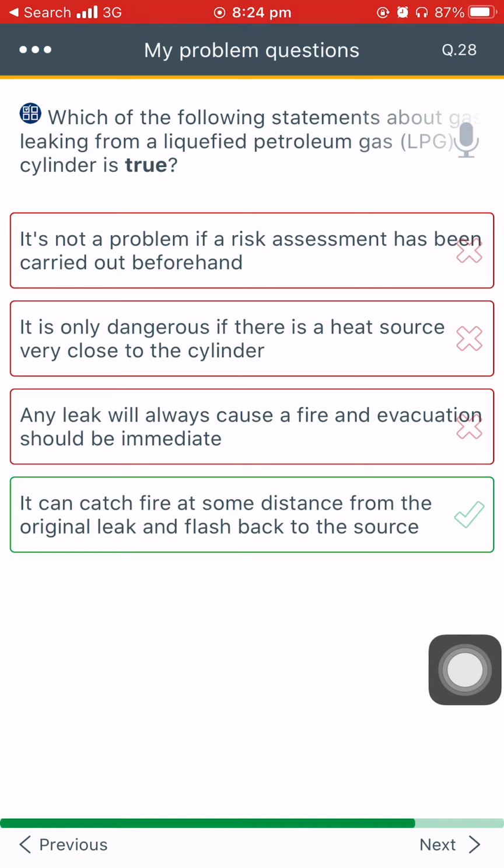Which of the following statements about gas leaking from a liquefied petroleum gas, LPG cylinder, is true? It's not a problem if a risk assessment has been carried out beforehand. It is only dangerous if there is a heat source very close to the cylinder. Any leak will always cause a fire and evacuation should be immediate. It can catch fire at some distance from the original leak and flash back to the source.